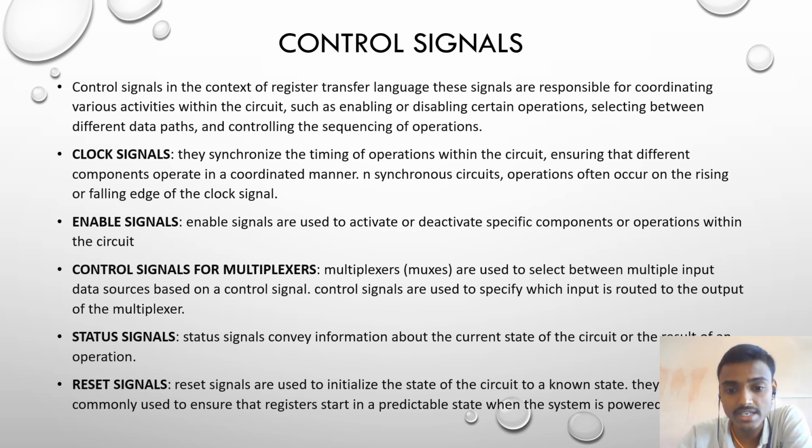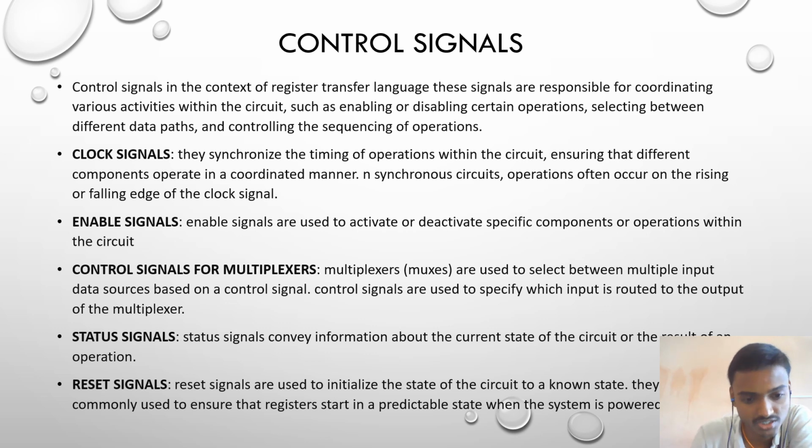Multiplexers or muxes are used to select between multiple input data sources based on the control signal. Control signals are used to specify which input is routed to the output of the multiplexer. Basically, we have three select lines, 0, 1, 2, and we have the input lines and the output lines. These control signals control the operation of the registers.